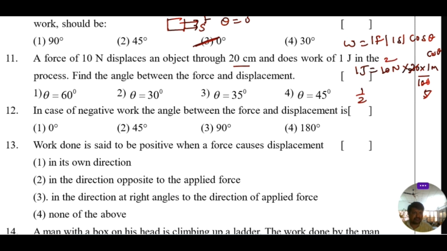2 comes to this side, that is 1 by 2 equal to cos theta. 1 by 2 means that is cos 60. Cos 60 is equal to cos theta. Theta is equal to 60 degrees. So theta equal to 60 degrees. 11th one, option 1 is the right answer.